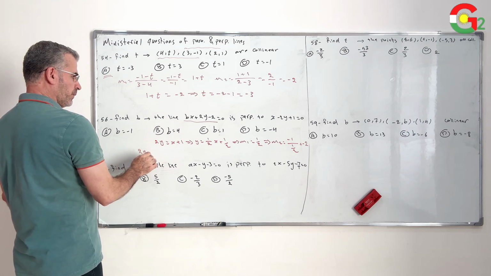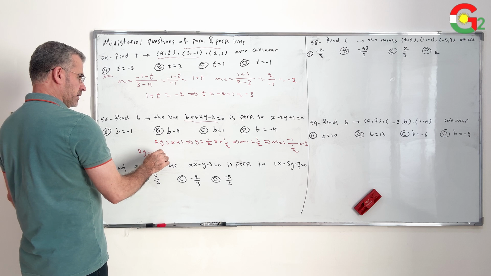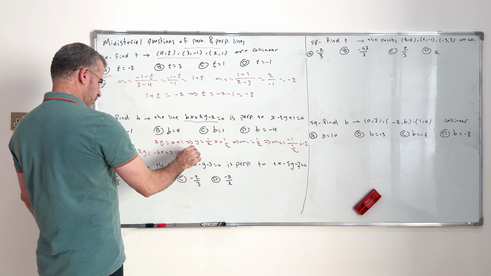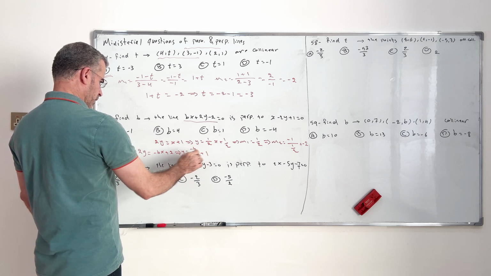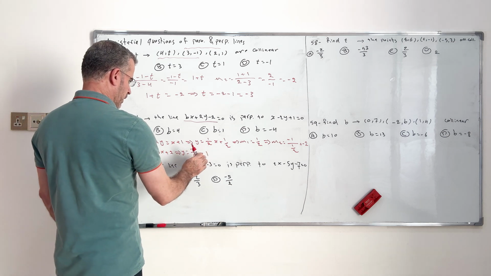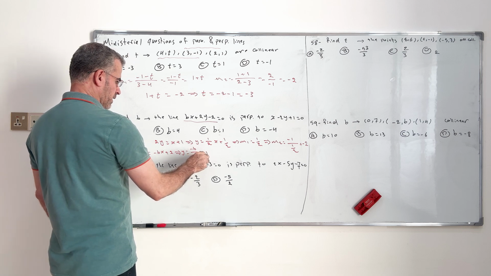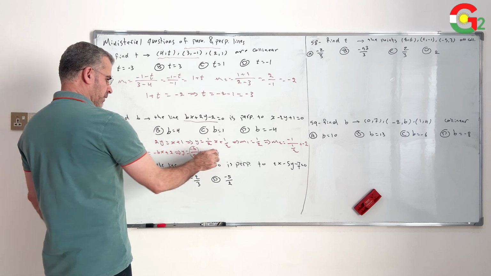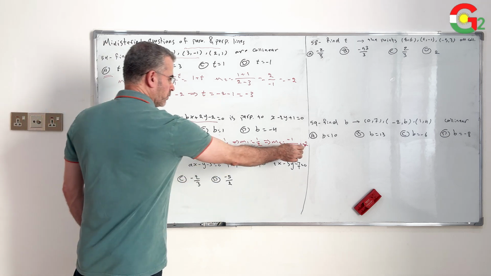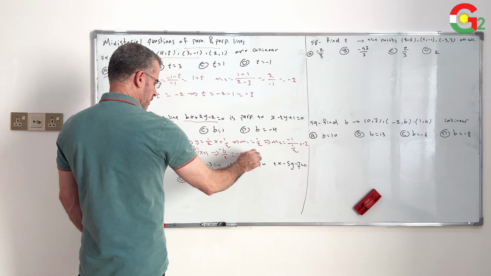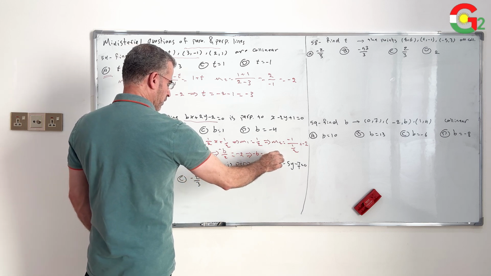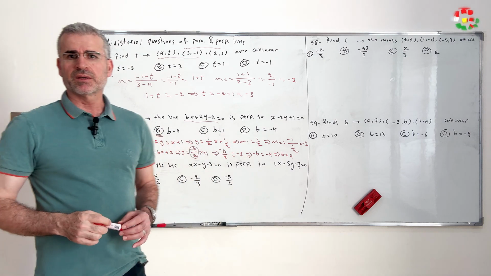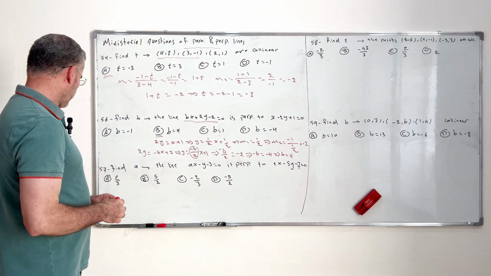Then let me write this function in slope-intercept form. 2y equal to negative bx plus 2. Then y equal to negative b over 2 x plus 2 over 2, 1. Negative b over 2 x plus 1. Then negative b over 2 equal to the slope negative 2. Then negative b equal to negative 4, b equal 4. Choice number B.